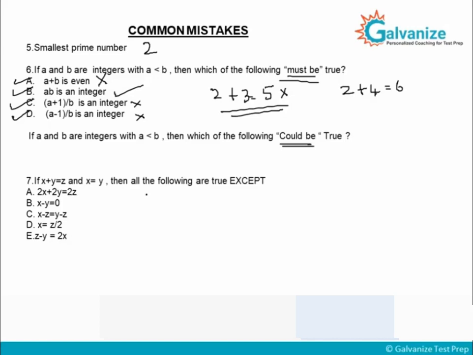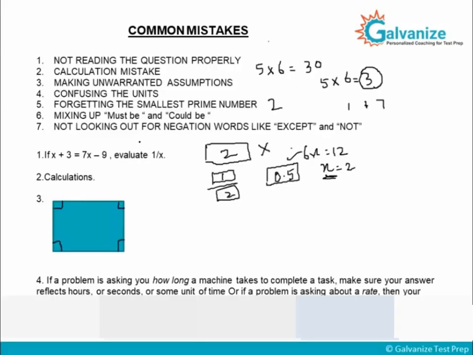Next common mistake: not looking out for negation words like except and not. Another trap that ETS gives. Except and not, negation words. So let me give you this example.